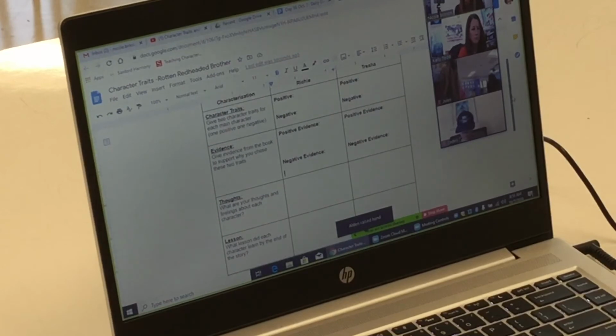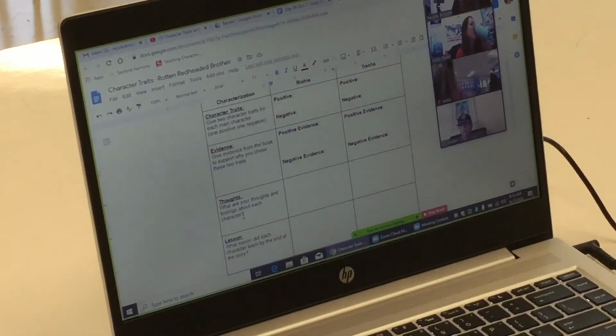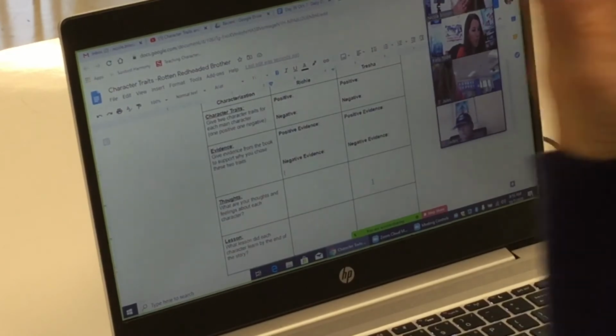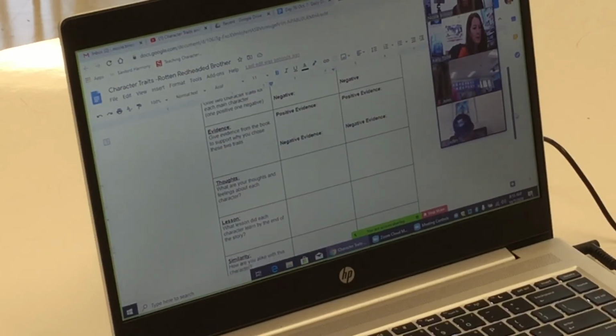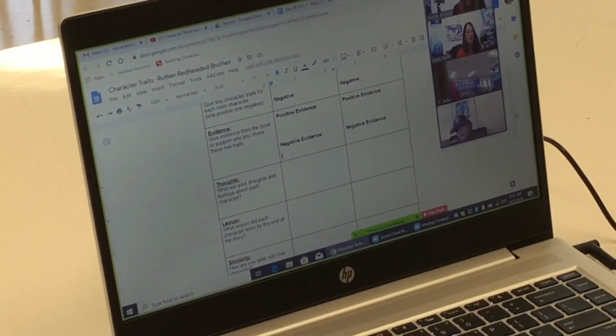Next, thoughts. What are your thoughts and feelings about each character? So this gets to come from you. How do you feel about Richie? How do you feel about Trisha? One sentence is all I need. You don't have to write a lot. This is how you feel. Okay. And then lesson. What is the lesson that the characters learned at the end of the story, which we just talked about? If you feel like they learned the same lesson, you are welcome to put that. What is the lesson that they learned? What did Richie learn? What did Trisha learn?